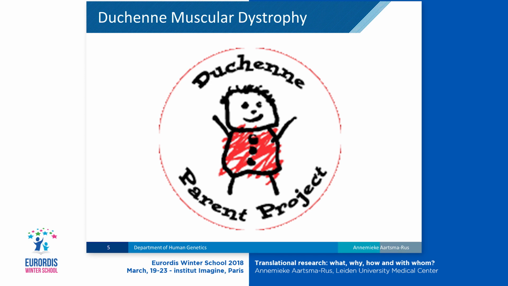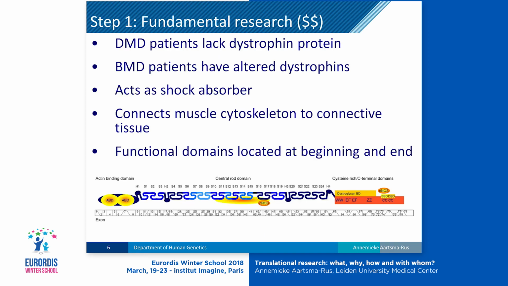So the Duchenne field has patient organizations. This is the logo of the Dutch Duchenne Parent Project, but there's parent projects here, there, and everywhere, and they're also united in the World Duchenne Organization. And what the parents have done, they have funded research already from an early stage. So the fundamental research that is needed at the start was mainly funded by the patient organizations.